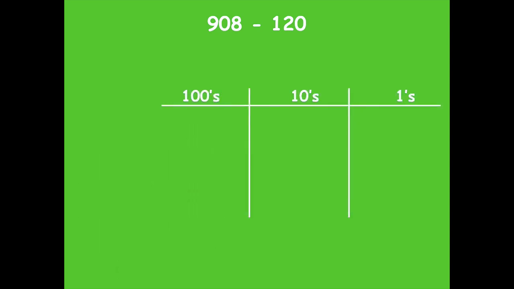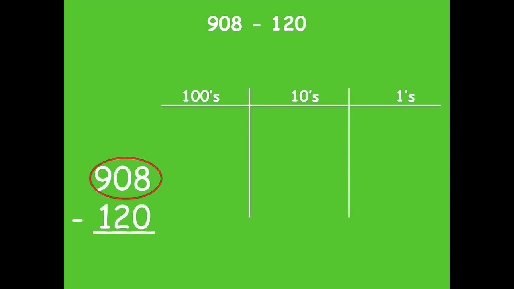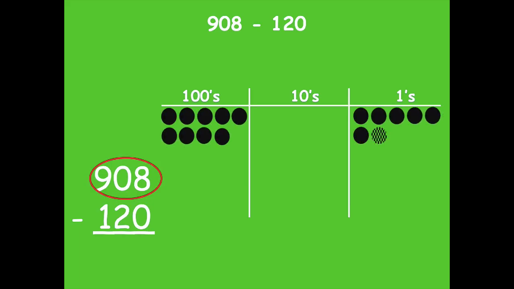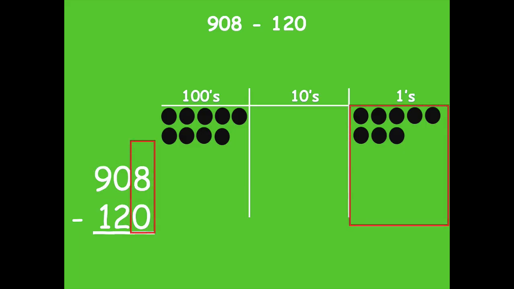All right, friends, make sure to pause if you need more time. All right, so here's my place value chart. Remember, again, we start with modeling 908 on our place value chart. We start on our ones place, 8. I have 8 ones, I have to take away 0. Oh, that's pretty easy. So then I'm just left with 8.